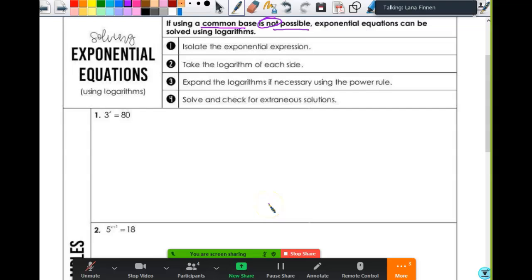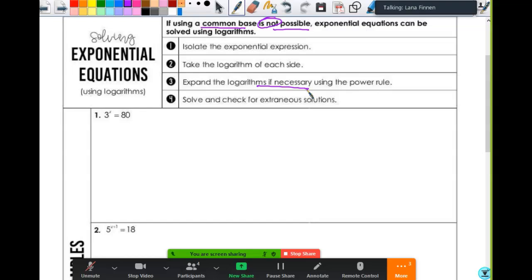So we would have to isolate the exponential expression, which, like on number 1, is already done. We're going to take the log of each side, because just like anything else you do algebraically, whatever you do to one side, you have to do to the other. Then they stay equivalent. Then we expand the logarithms if necessary using the power rule. And then solve and check for extraneous solutions.